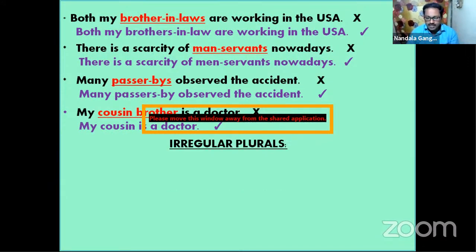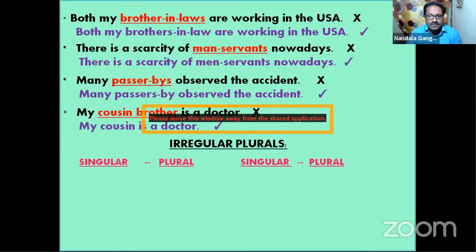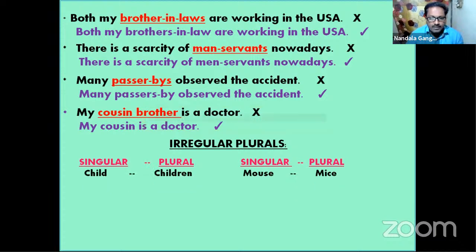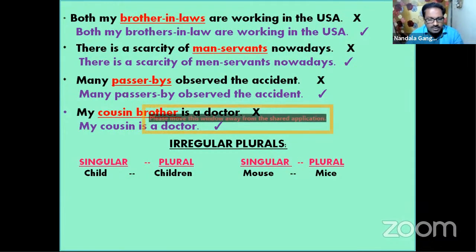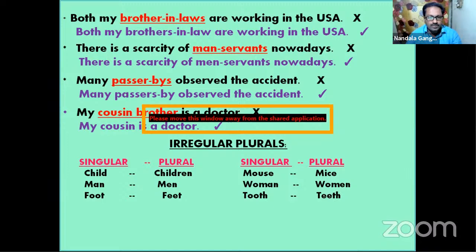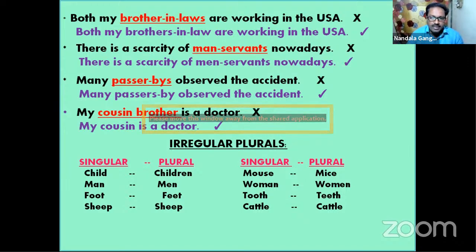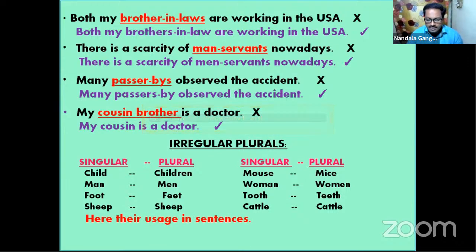Here are some irregular plurals. Let's take a look at them. In singular and plural, they may be different in form. Child in plural is children. Mouse in plural, mice. Man, men. Woman, women. Foot, feet. Tooth, teeth. Sheep, sheep. Both are the same in singular and plural. Cattle, cattle. Here also, cattle is the same in singular and plural. Here is their usage in sentences.